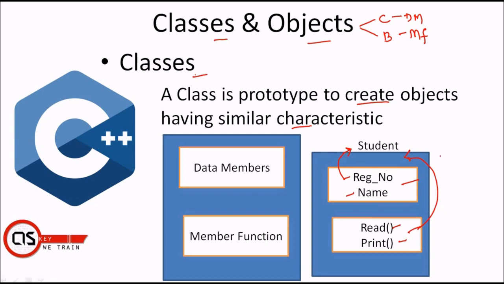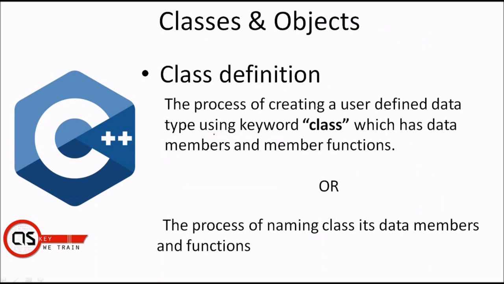Now if I would like to create this blueprint, I am going to take the help of a class. We shall see how to define this class in our program and what is the general syntax to write this class definition. So your class definition is basically the process of naming a class. You give a name to your class which contains your data members and member functions, or you can also define it as the process of creating a user defined data type using a keyword called class which contains your data members and member functions.